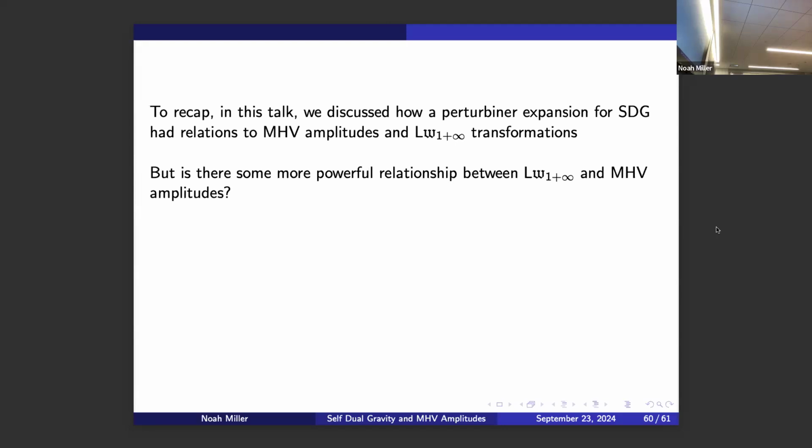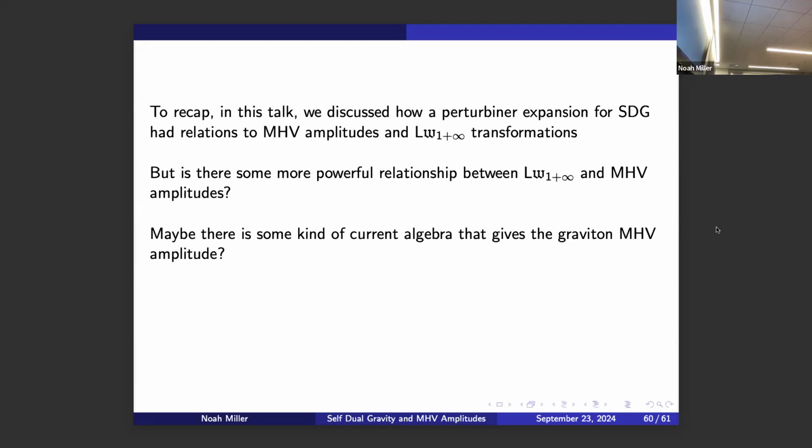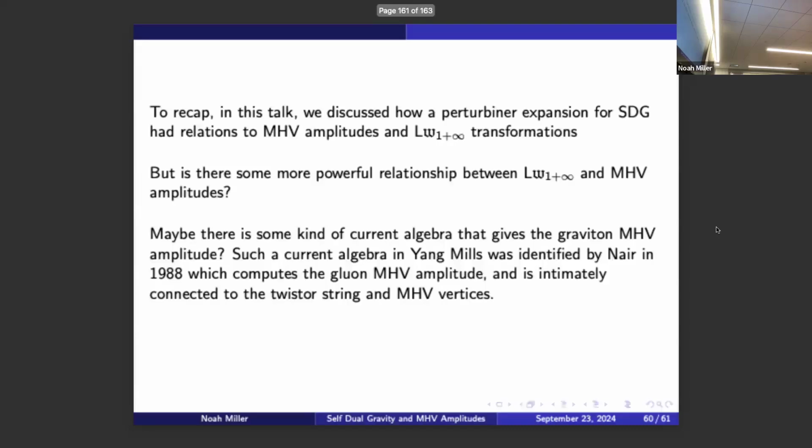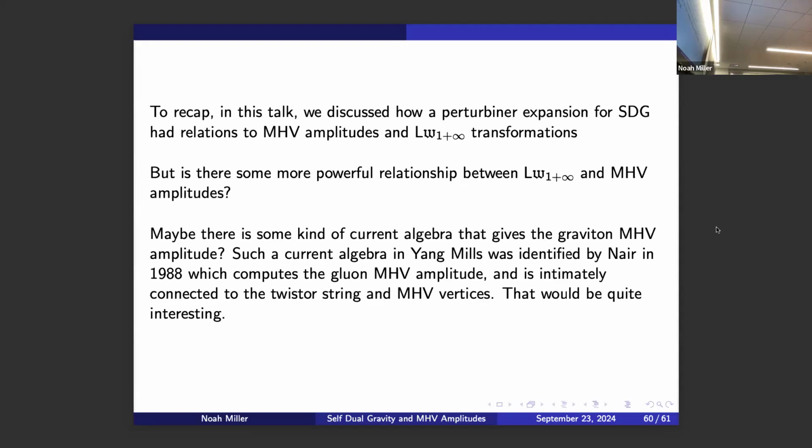We use the perturbiner formula to study MHV amplitudes, and we study Lw(1+∞). But a very natural question is, is there some very strong relationship between Lw(1+∞) and MHV amplitudes? So maybe there's some kind of current algebra that would give the graviton MHV amplitude. Such a current algebra was given in Yang-Mills by Nair in 1988, and this current algebra gave the Parke-Taylor formula. This current algebra is intimately connected to, well, I didn't actually mention the twistor string yet, but the twistor string and MHV vertices. So if you could do this for gravity, that would be very interesting.